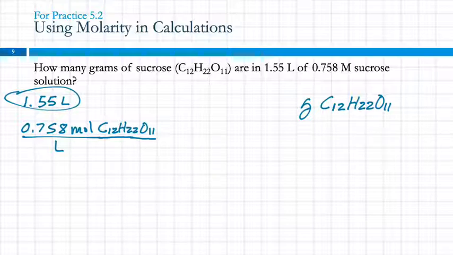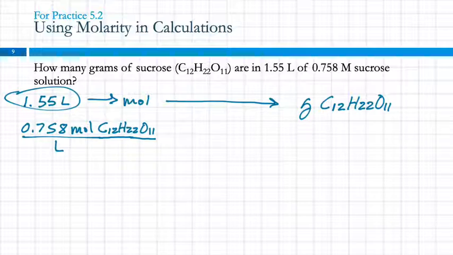So I'm trying to get from liters to grams. Just go from liters to moles. Yeah, I can go from liters to moles because this gives me the relationship between moles and liters. And then how do I get from moles to grams? Molar mass, right? I've got the formula. I can calculate the molar mass. Oh, tedious. Yeah. Life is tedious. Get over it.